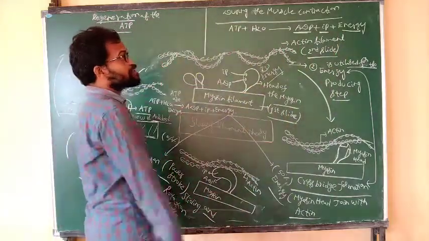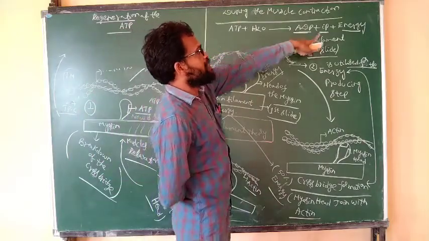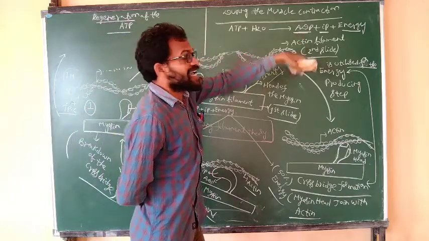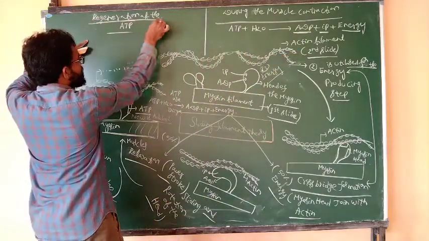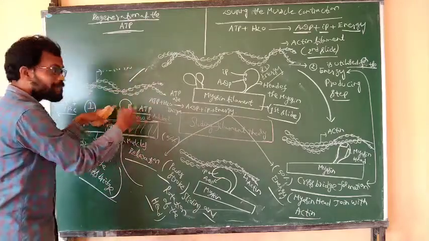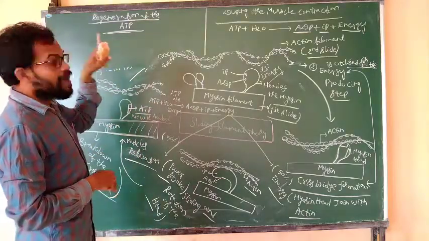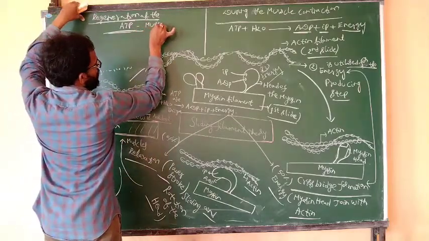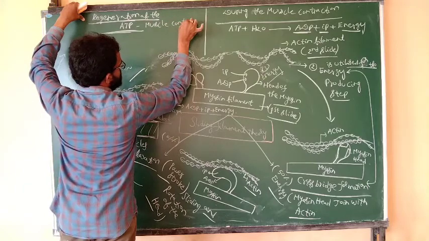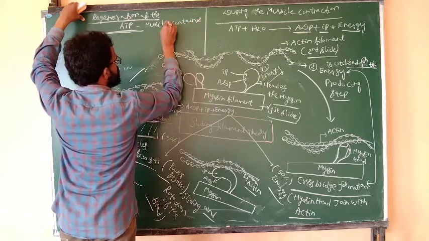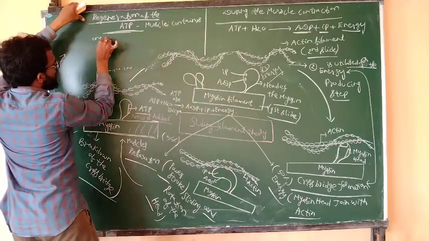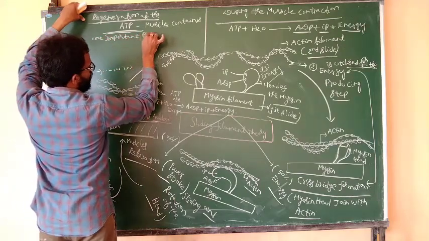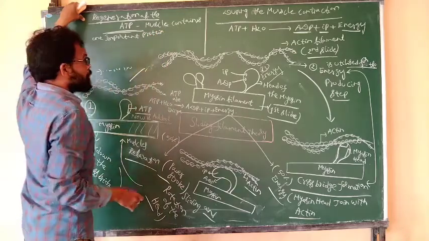So during the muscle contraction, ADP is produced, and the energy is utilized for the cross-bridge and power stroke. Now, how will new ATPs be regenerated while the muscles are relaxed? The muscle contains one important protein. What is the name?